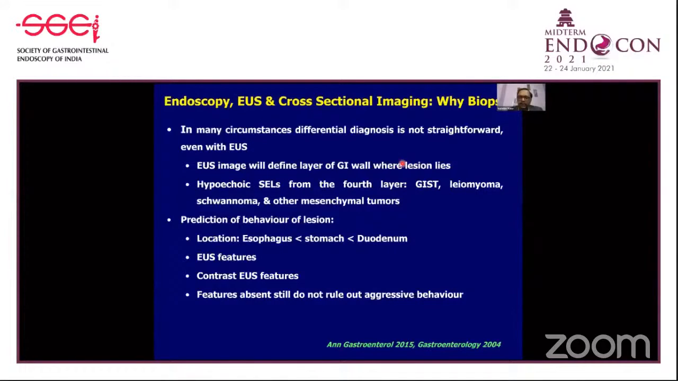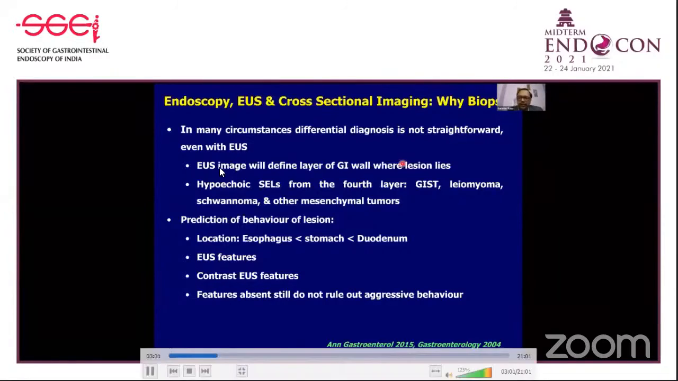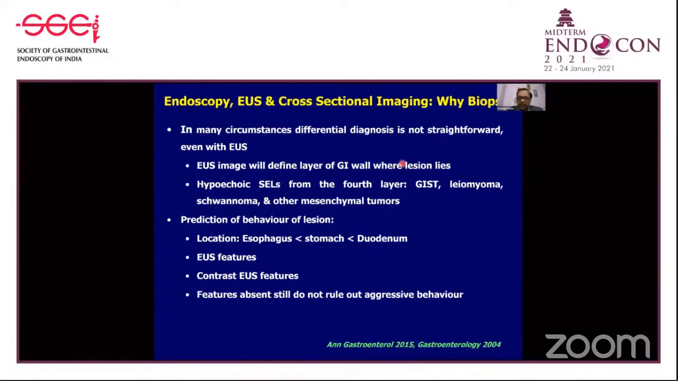Now we have EUS with us, but we know that in many circumstances, the differential diagnosis of submucosal lesion is not straightforward with EUS evaluation alone. EUS will tell us from which layer of the GI wall the lesion is arising. But then, just look at this example of a hypoechoic submucosal lesion arising from the fourth layer.